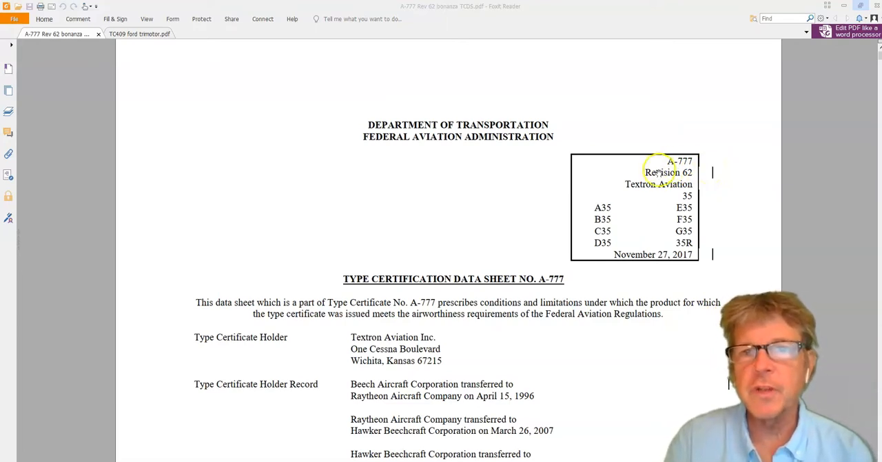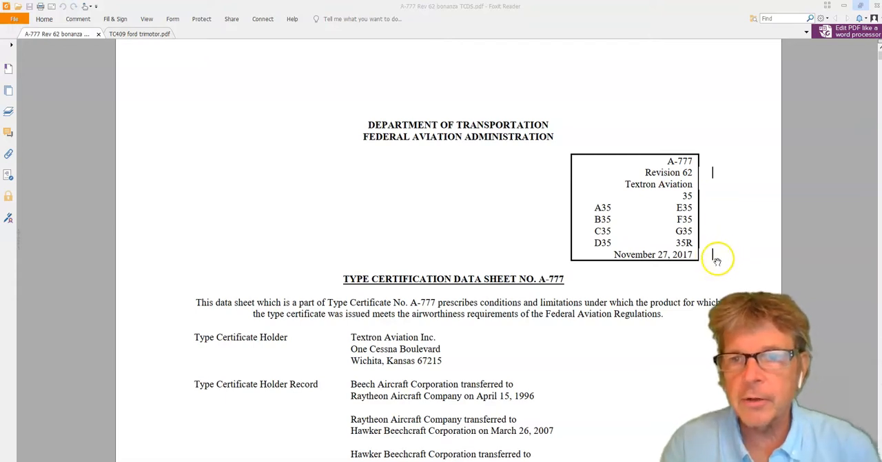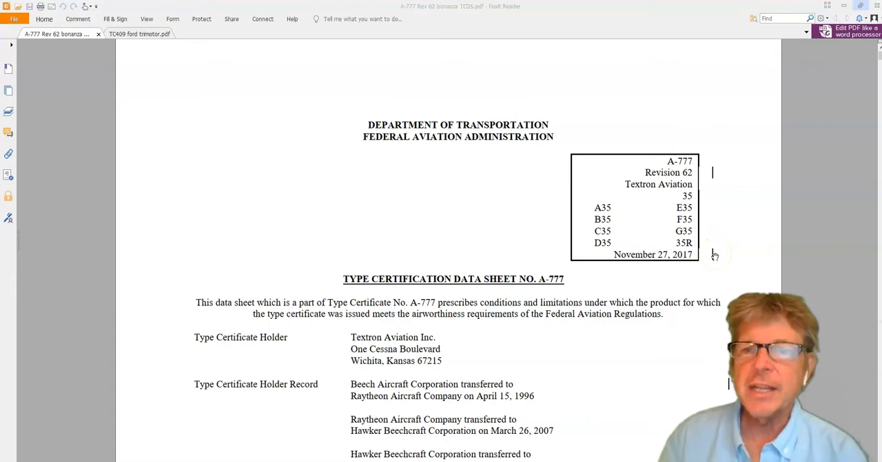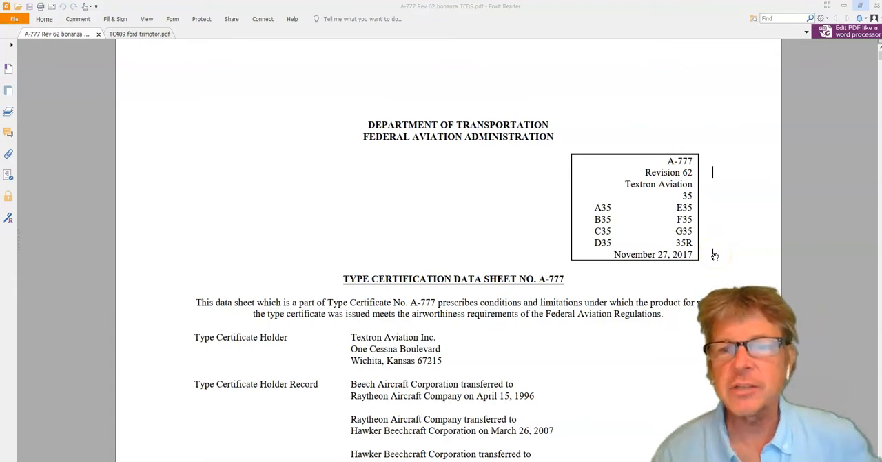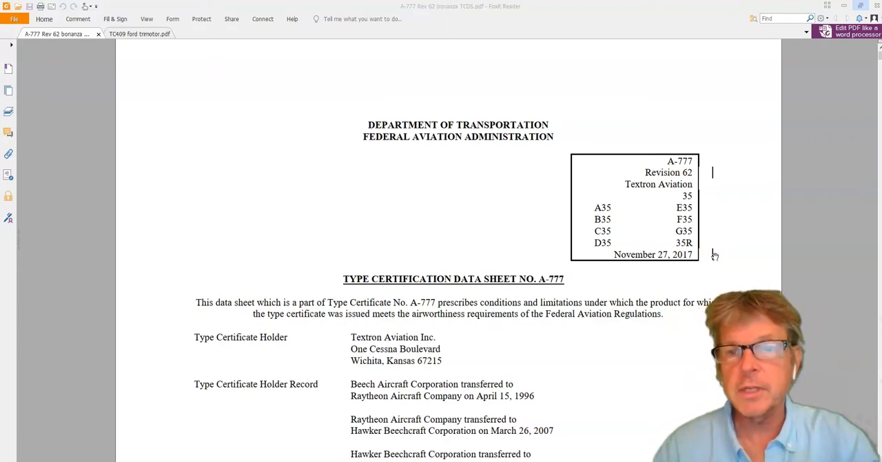Underneath that, the revision is revision 62. Now, if we look at the bottom of this box, the last change to revision 62 was November 27th of 2017. And there's also a little bar here to the side. That little line means this is the information that changed in the last change. You say, what was revision 62? What did it change? It changed everything that there's a little bar by.